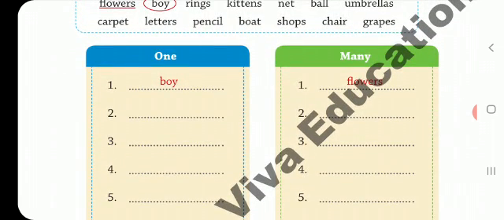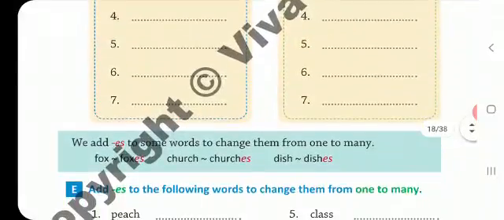Shops ends with an S, so it will be plural and will fall in the green box. Chair, single chair. So we will circle it and will put it in the blue box. And grapes will come in the green box because we are talking about more than one grape.